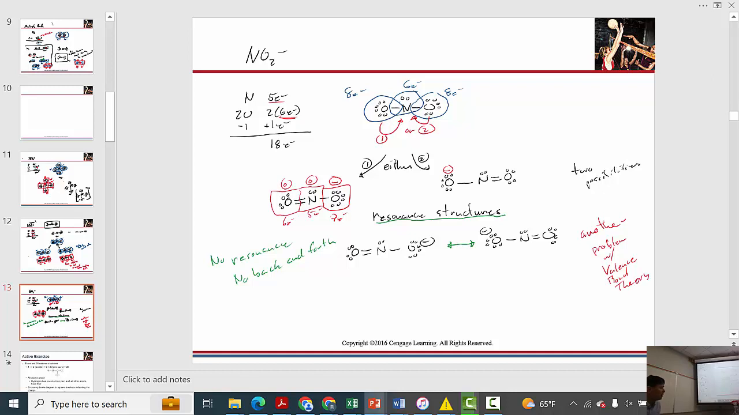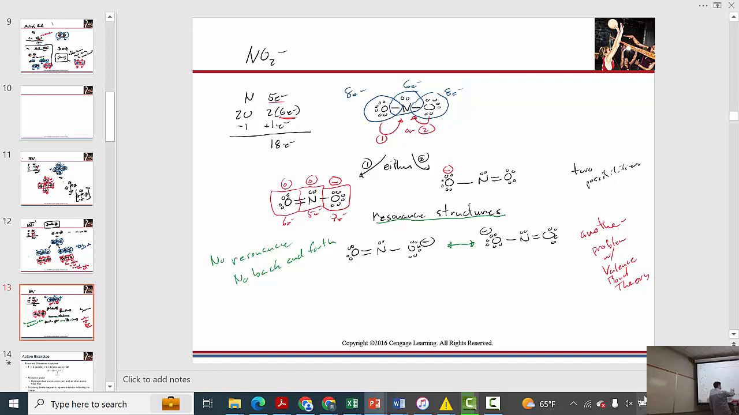What was the first problem that we encountered with the valence bond theory earlier today? The oxygen. It was oxygen. And so this is best described using MO theory. It turns out that both the bonds are the same.